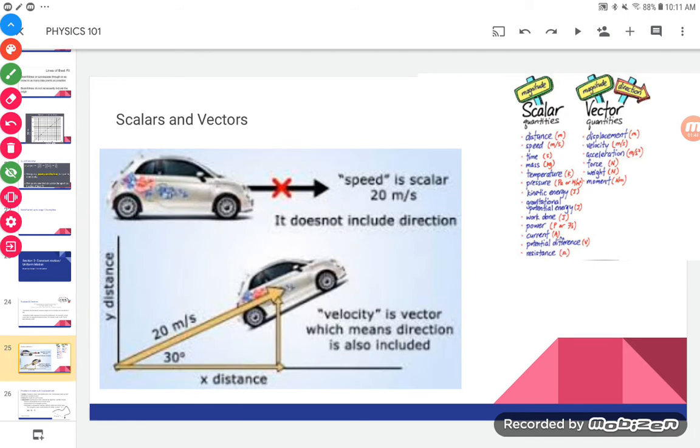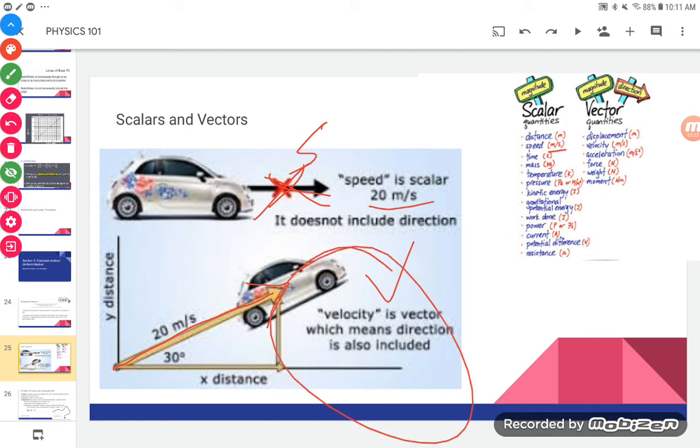Let's talk about this a little bit. This is a scalar because this car is driving 20 meters per second, because speed should always be written in meters per second. But the arrow showing which direction it is going isn't there. So it's 20 meters per second, it is a scalar. This is a vector because you can see this arrow very clearly. This is going 20 meters per second at a 30-degree angle up a hill, so it is a vector.